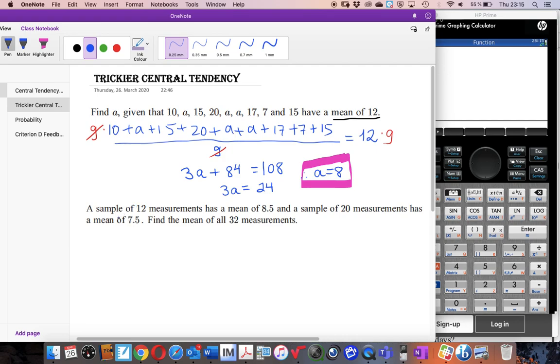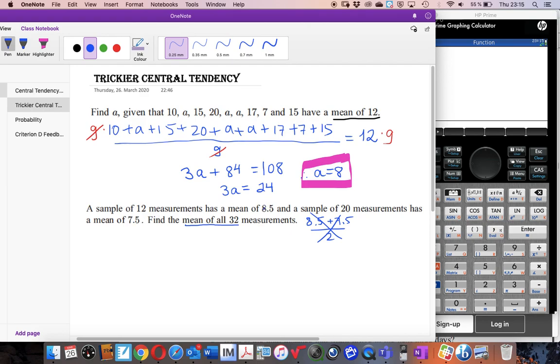Okay, so here we have a sample of 12 measurements that have a mean of 8.5, and we have a sample of 20 measurements that have a mean of 7.5. And we know that the mean of all 32 is what we need to find. Sometimes what people tend to do is they want to just average out the means, yeah? I hope you can see why this is not correct. This is not going to work because the 8.5 occurs a different amount of times than the 7.5.